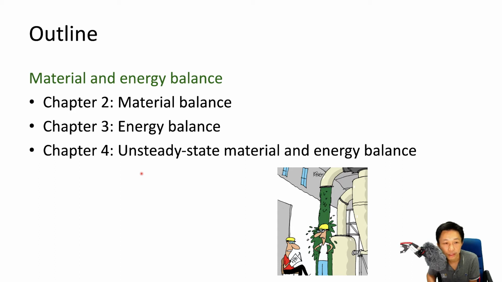So I just focus on chapter number 2, material balance, where you need to balance the mass in and mass out of the process of your bioreactor or your fermenter. The bioreactor and the fermenter are sometimes used with the same meaning. And chapter 3 is about energy balance. These two chapters are related to steady state, meaning that all variables do not depend on time.